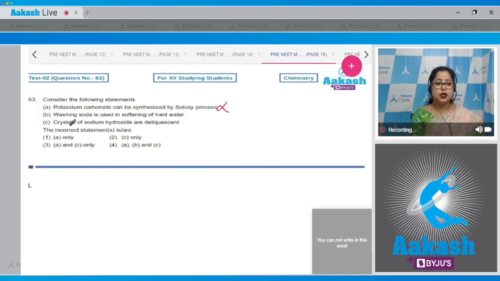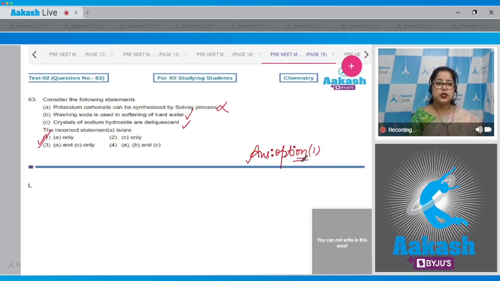Moving to next statement, washing soda is used in softening of hard water. Student, this is a correct statement. Moving to next, crystals of sodium hydroxide are deliquescent in nature. Student, this is also a correct statement. That means the incorrect statement among the following is A only. So the correct answer is option number 1. Here I'm writing correct answer is option number 1.